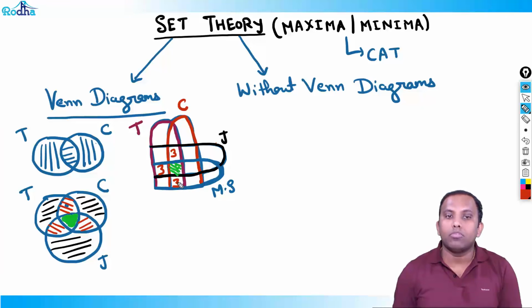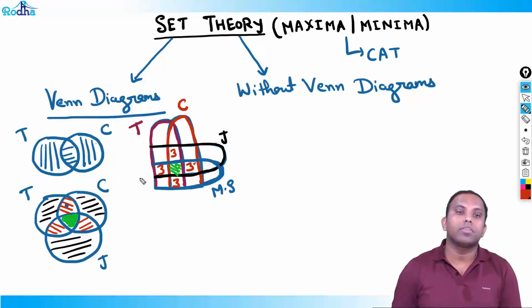That means this 3 denotes people drinking tea, people drinking coffee, people drinking milkshake. This 3 denotes people drinking coffee. Okay, this 3 denotes people drinking coffee, people drinking milkshake, and people drinking juice, because this 3 is outside this T circle, right?